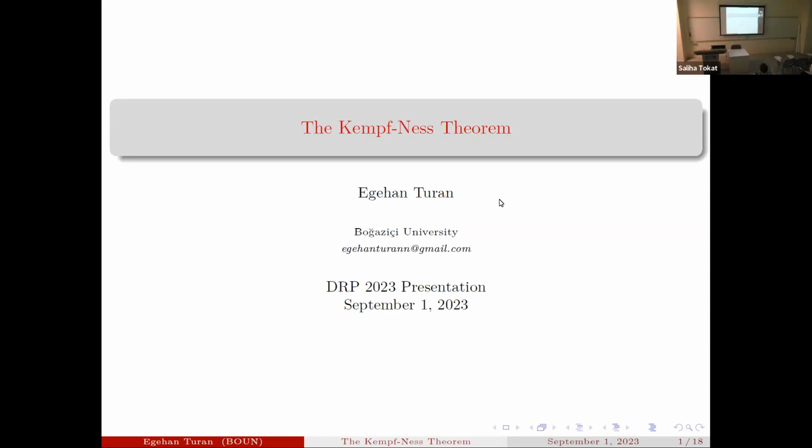Egehan is a senior student at Boğaziçi University. He studies math and physics. Together with Egehan, we had a great semester. We studied geometric invariant theory, and he will today present one of the hidden gems in geometric invariant theory, which is the Kempf-Ness theorem. So the floor is yours again.